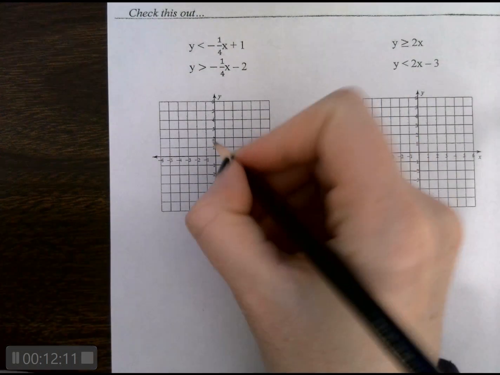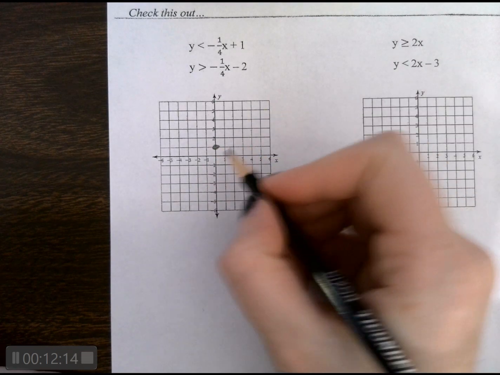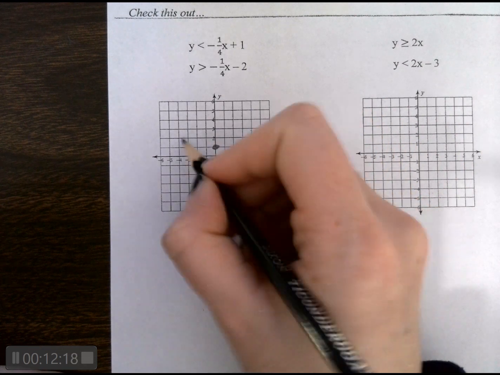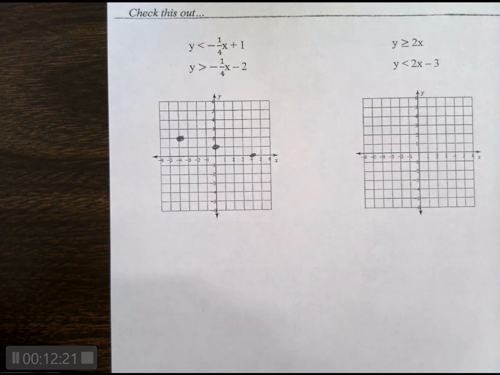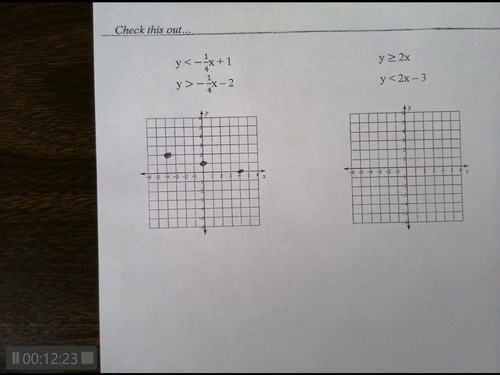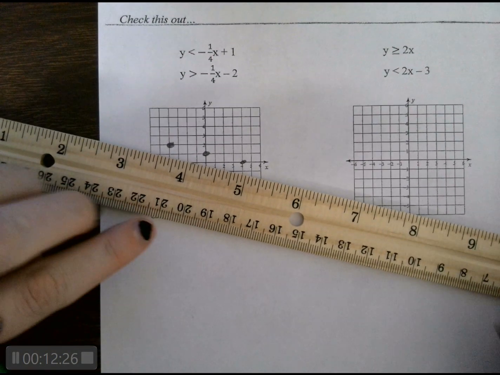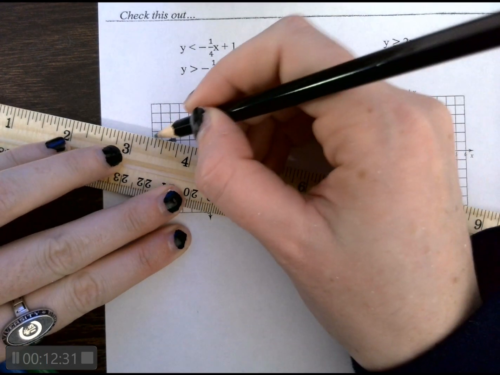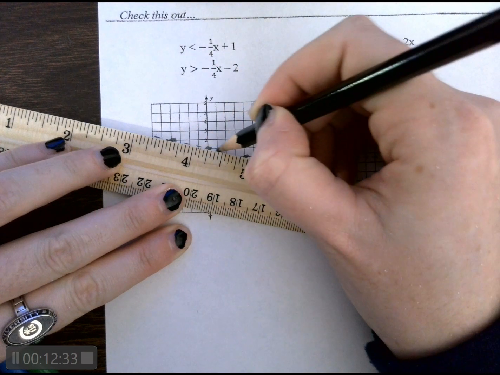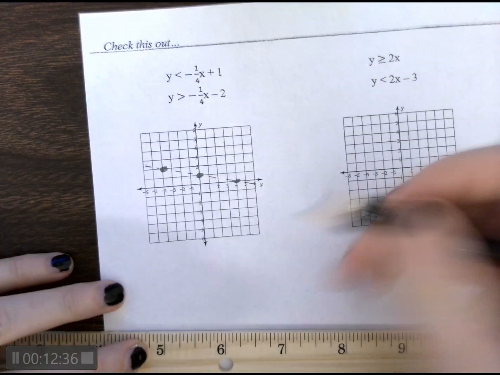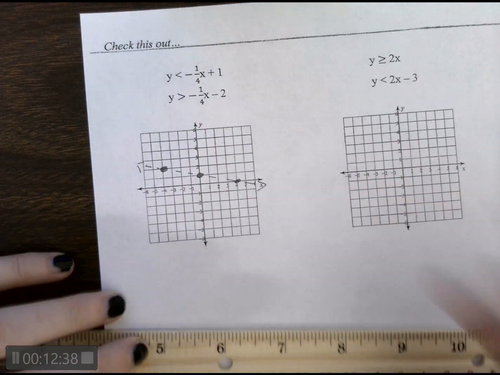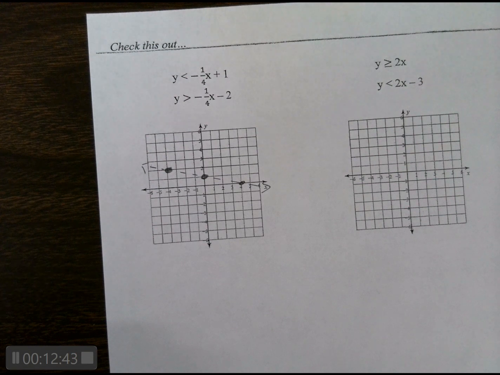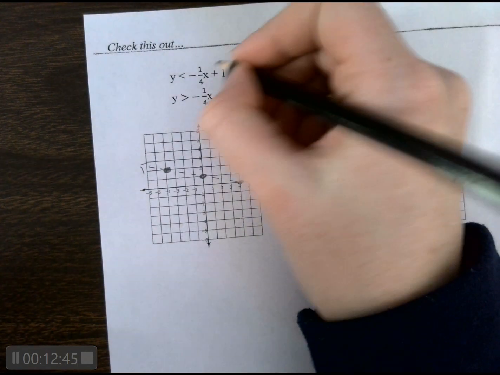So start at +1 and go down 1 to the right 4, and then go up 1 to the left 4. And is this going to be a solid or a dashed line? It's going to be a dashed line. And are we going to shade above or below this line? We're going to shade below.